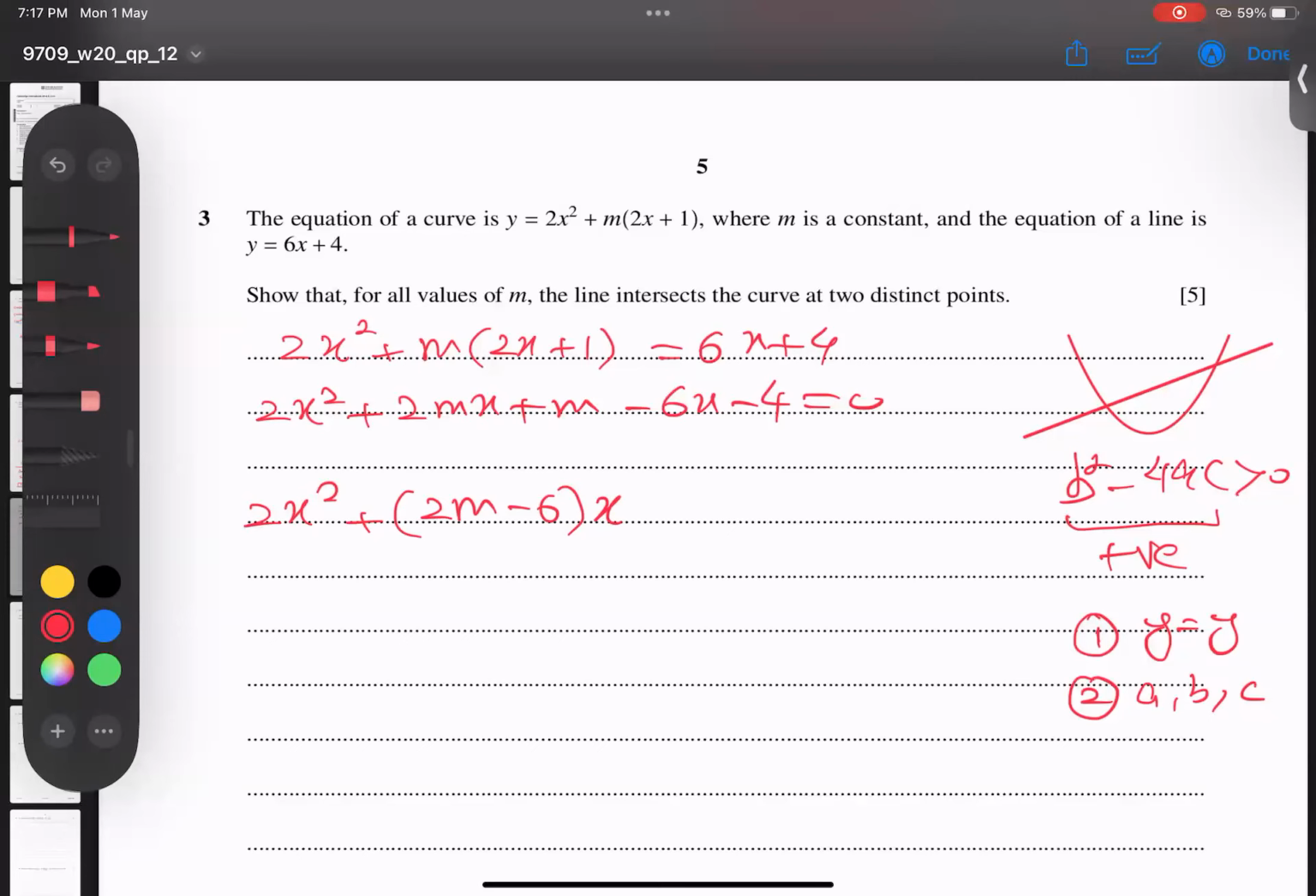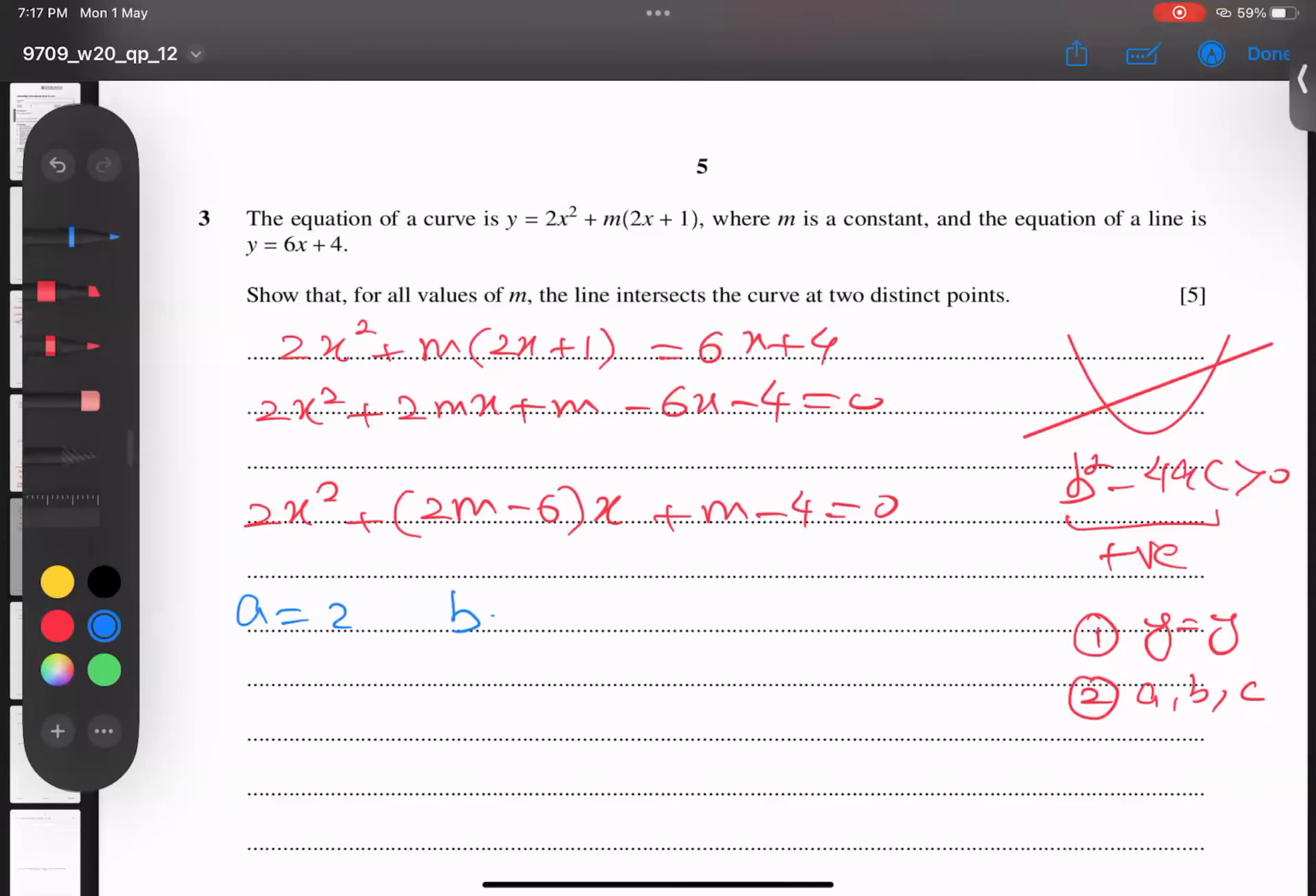Let me recheck. It is okay. M and 2mx, all correct. And these two values I copy, it means plus m minus 4 equals 0. And afterwards, what is the rule we have? I'm going to apply it here. What is A value? A value is very clear too.